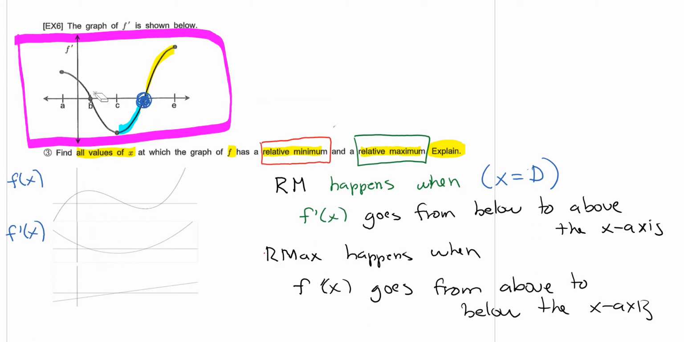And that should be at point B, right? So at point B, you'll notice that we're above here and below here, and right over here we're below on the right-hand side. So that answer happens when x equals B. And that should be it for that particular question. Okay, then I'm going to move on to question number 4 in a sec.